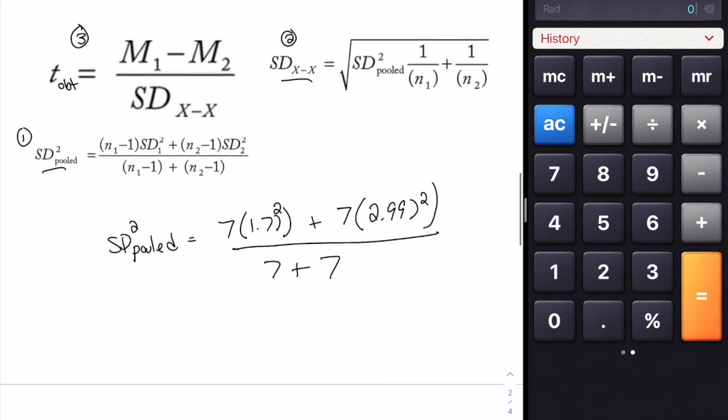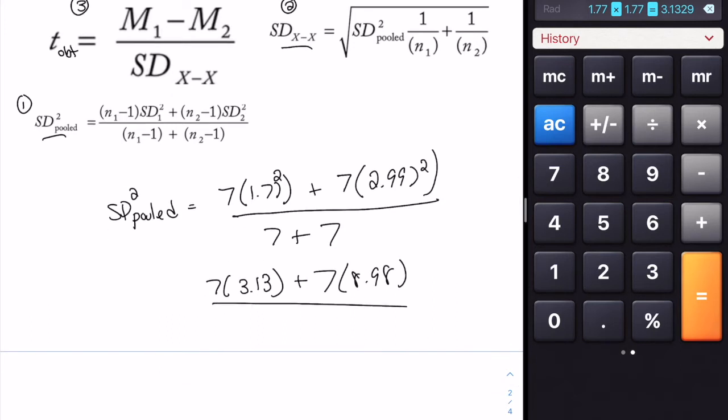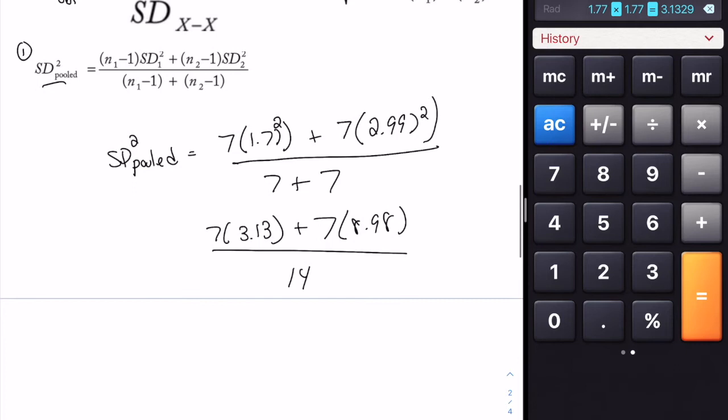So let's do it real fast. We've got 1.77 squared, so times itself, gives us 3.13. 7 times 3.13 plus 7 times 2.997 times itself gives us 8.98. I had that one written down. All over 14.